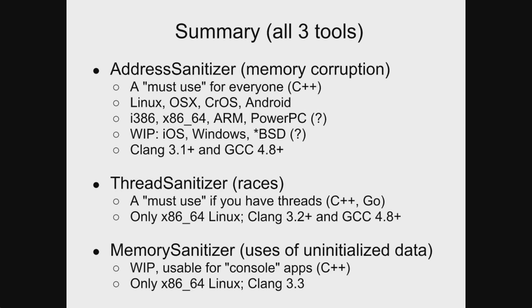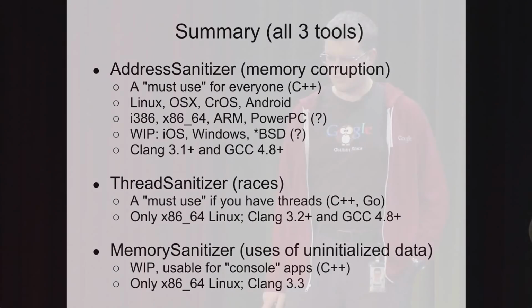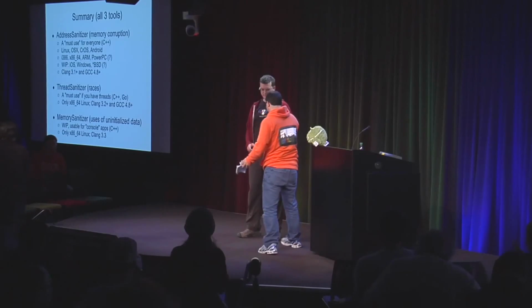TSan is a must-use if you have threads, because then you most likely have data races. Today it works only on x86 Linux, and it is also a part of 2 major open source compilers. MSan is a work in progress tool which finds uses of uninitialized data. Stay tuned if you're interested. At this point, I will be happy to take questions. Thank you.